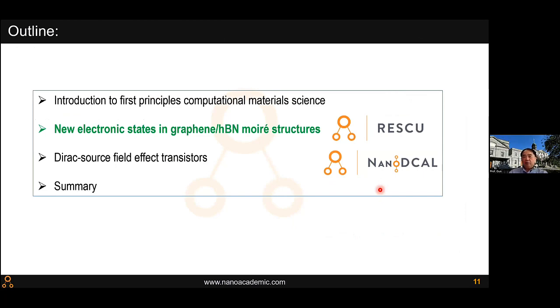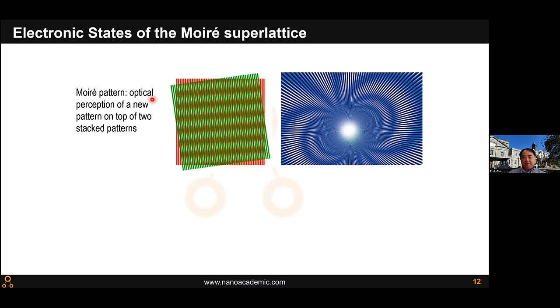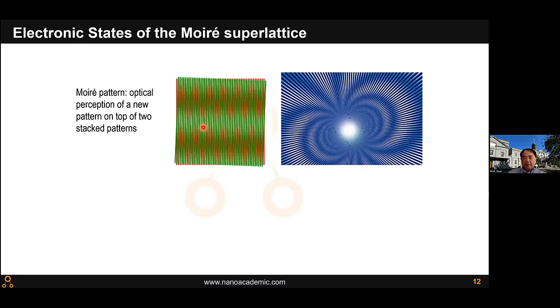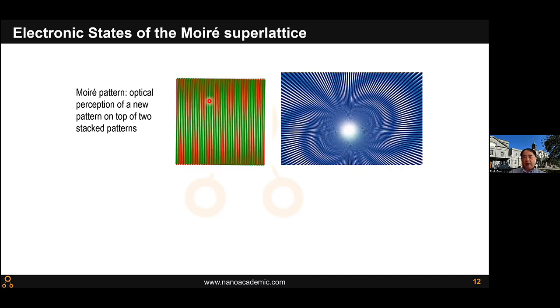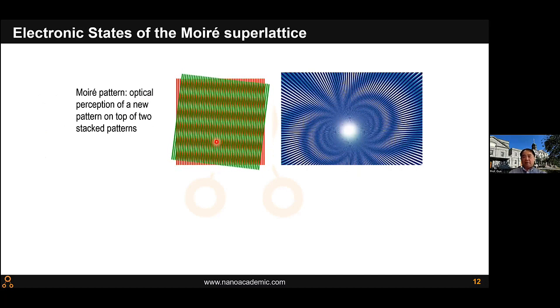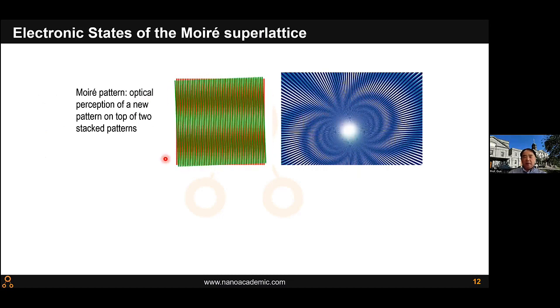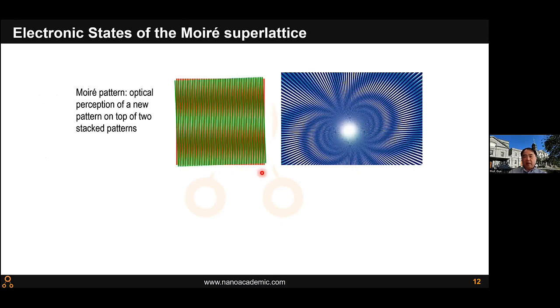Now I'm going to use these tools to study something new. This is graphene moiré structures. Moiré structures are very interesting because we see this every time. This is the optical perception. If you have two lattices, you see these large scale structures. When they have different angles or the lattice constants are different, you have very complicated patterns. But now we are talking about two layers of atoms. Let's say one is graphene, the other is hexagonal boron nitride, for example.